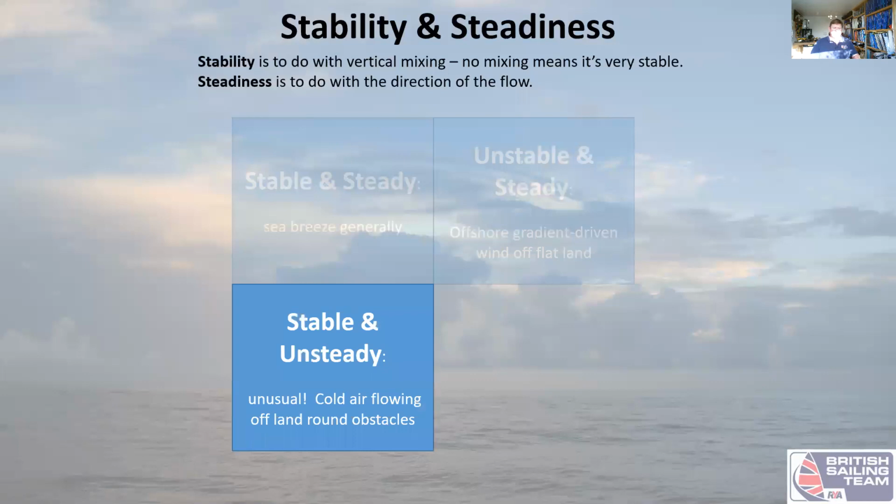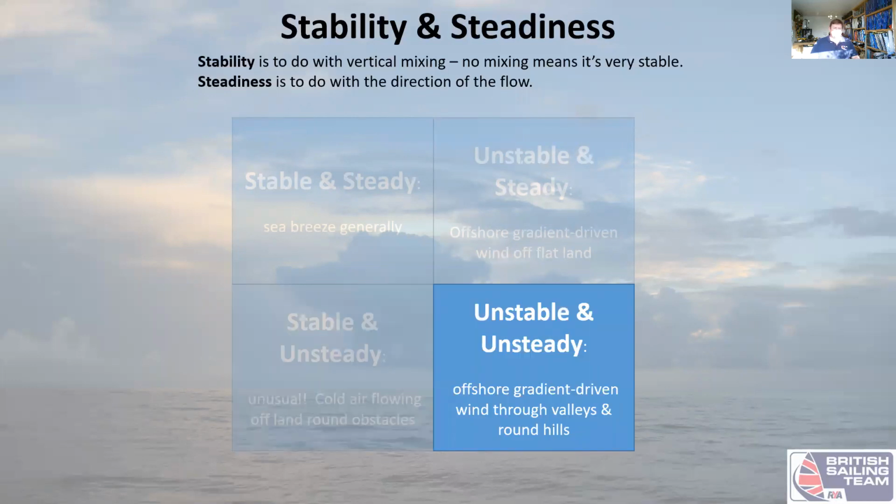You can have a stable but an unsteady wind. That's quite unusual, though. What that would be is a cold airflow coming off land, but going through or around obstacles. So it's a cold airflow, so it's not very well mixed, so it's stable. But if it's going through a couple of different valleys, if the wind direction just upwind changes a little bit, maybe it can change and go down a different valley this time. So you'll have what are seemingly random left to right shifts in your fairly stable wind flow. That's really quite unusual, and we tend not to get that very often around the UK.